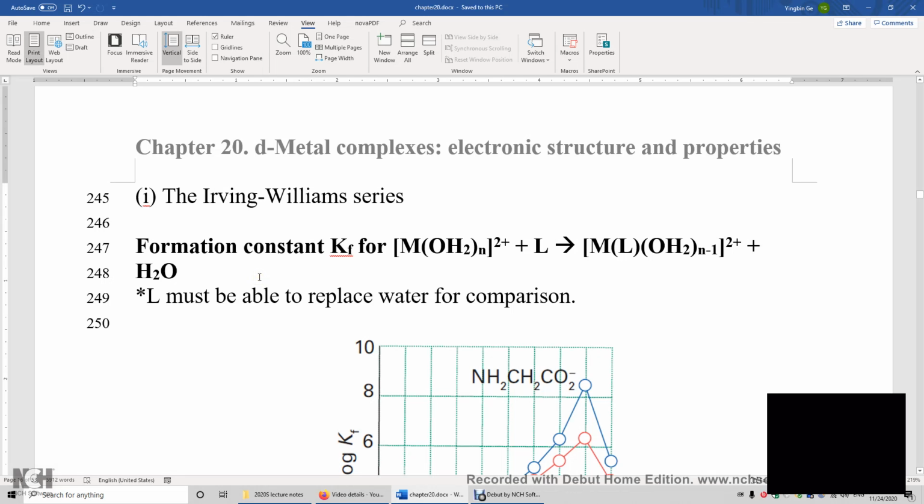Section 20.1 Crystal Field Theory. Subsection I, the Irving-Williams series. We're going to look at the formation constant K sub F for this type of reaction.